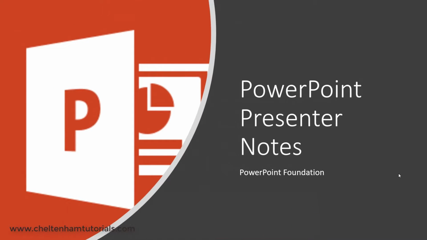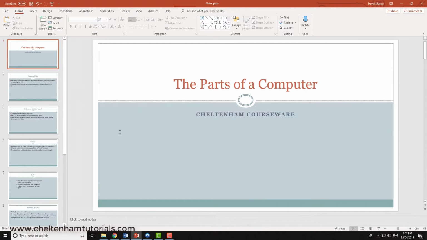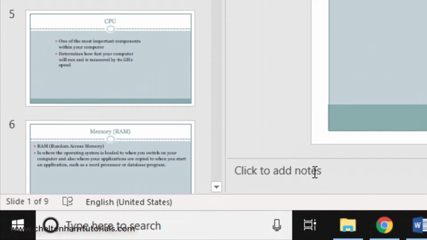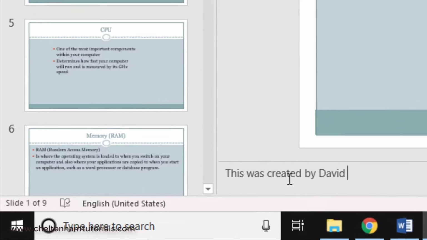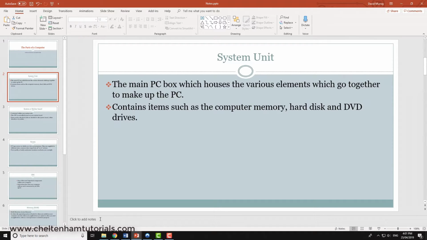Right, next we're going to look at the PowerPoint presenter notes. Again, I'm just displaying a typical presentation here, and this is the normal view that you work in. And notice down the bottom here, you can add notes. So you can say something like, this was created by David Murray. And then if you go to each one of these slides, you can add specific presenter notes. That means that the person presenting the presentation, if it's different from the person who created it, can read through the notes, and there'll be extra information that they could talk about.